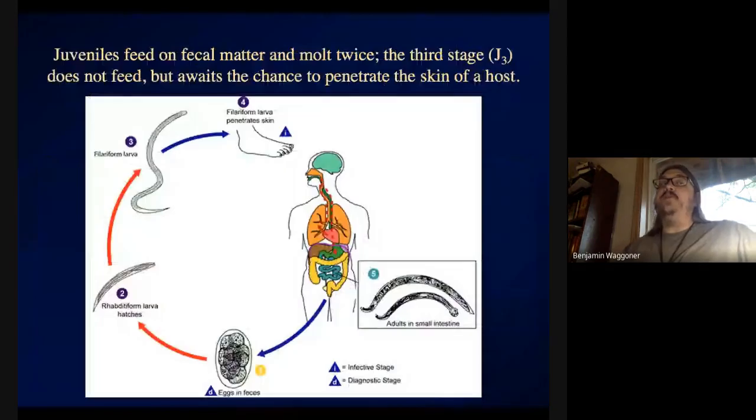The eggs hatch into juvenile larvae that feed on fecal matter. They molt twice, and then the J3 stage, notice it's called a filariform larva. Those don't feed. They sit there and they wait their chance to penetrate host skin. So you get these by contacting your bare skin close to a place where somebody has defecated on the soil. And they can live for several weeks.